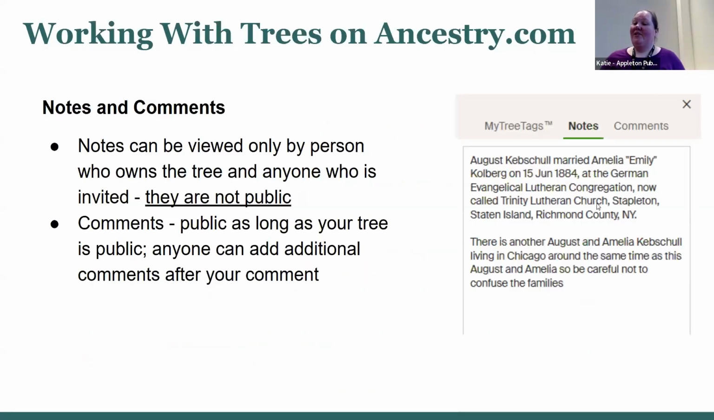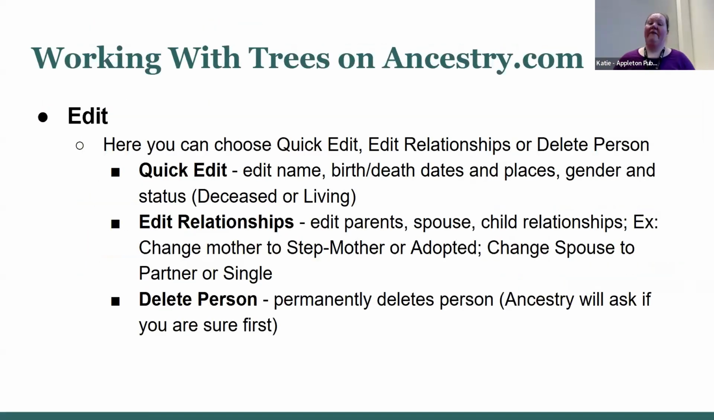Again, these are the notes and comments. So notes, again, are not public. So these are little notes that I put to myself like, hey, the church name is different now than what it was. And there's another August and Amelia living in Chicago, so don't mess them up, like a little reminder to myself. And then there's a spot for comments. Again, those are public as long as your tree is public, and anybody can add additional comments after your comment. I don't see people do that too often, but you never know.